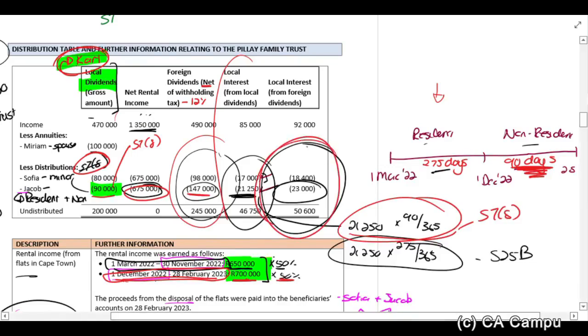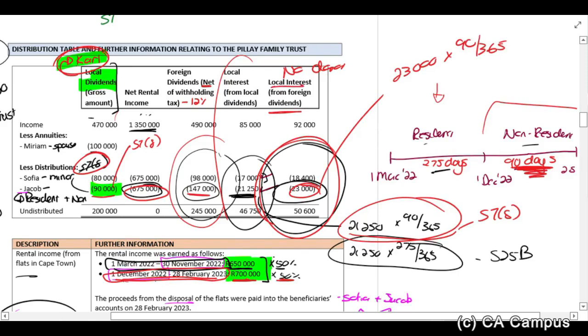But then the local interest from foreign dividends, there was no donor here. So 23,000 times 90 over 365 is for the period that we're looking at. It is local interest, and he's a non-resident, so it is from a South African source. Don't now say, because it came from foreign dividends, that interest is no longer local interest. It is local interest, it's a local bank account. So that amount is from a South African source. So it gets included in his gross income.